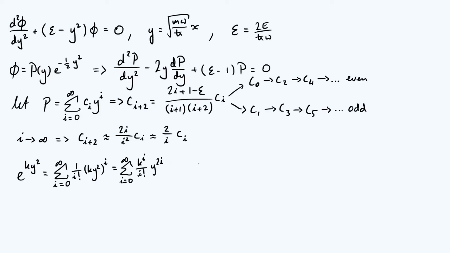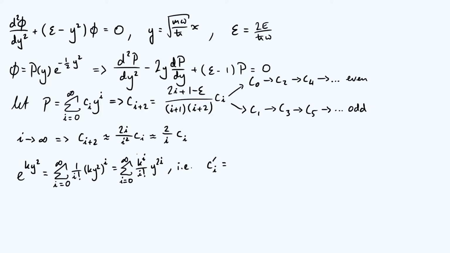Now, what does that imply about the recurrence relation that we would get between the coefficients of that series expansion? Well, we've got to be a little bit careful with this because we don't have y to the i, but we've got y to the 2i. So your ith coefficient, let's call it ci. I'm going to call it ci dash just to emphasize that it's not the same coefficient that we had in our polynomial, but the coefficient of y to the i in the series expansion of e to the ky squared. We're calling that ci dash.